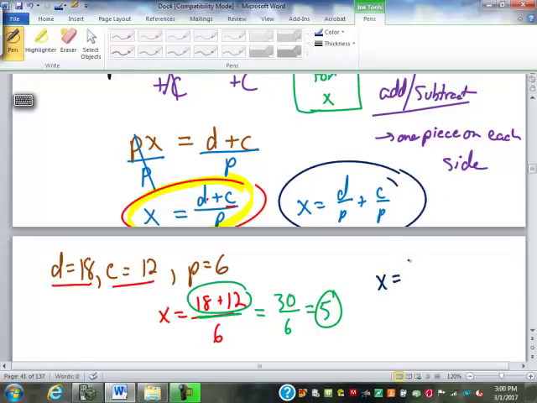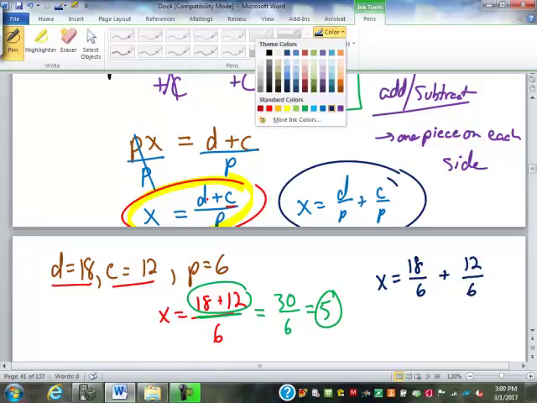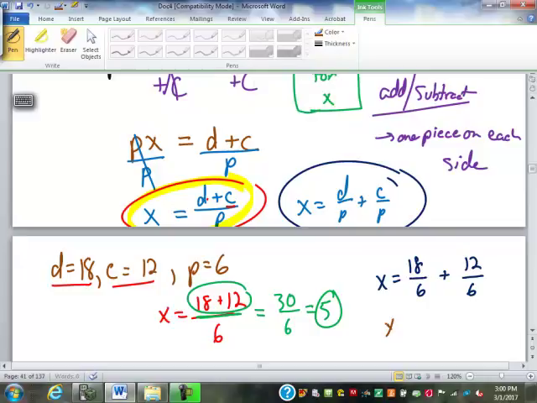It's just I would have D is 18 over P, which is 6. C is 12 over P, which is 6. It's just a little bit more, one more step really. 18 divided by 6 is 3. 12 divided by 6 is 2. And 3 plus 2 does give us 5. So it'll work out either way.